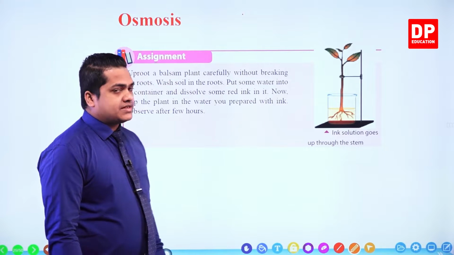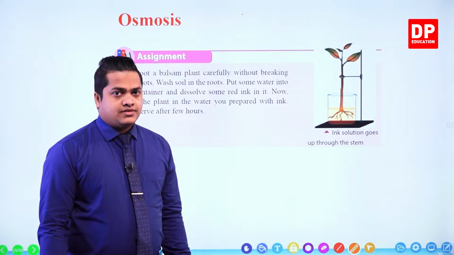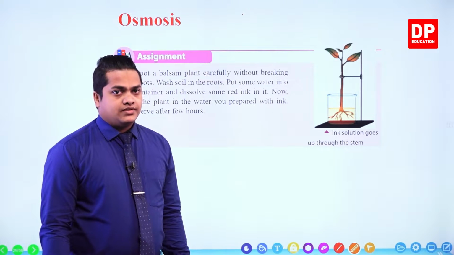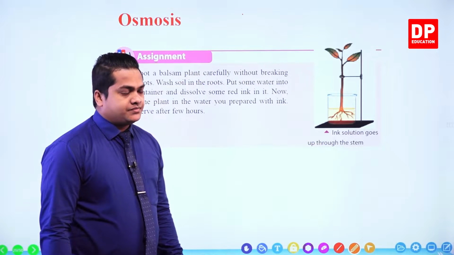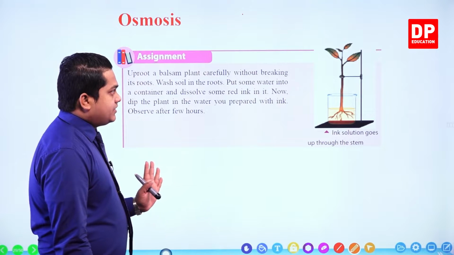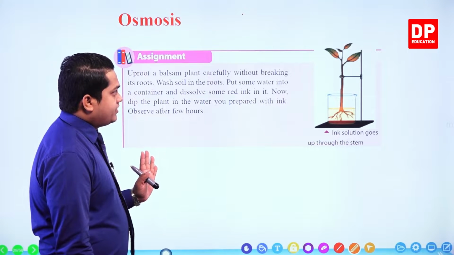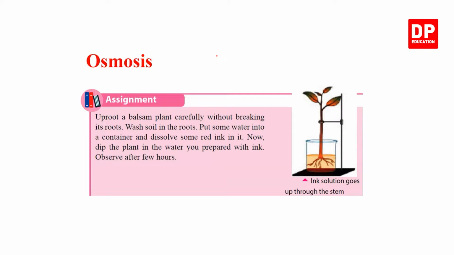Before we discuss the osmotic process, or what this osmosis is, you are given an assignment. This assignment is really simple. What you have to do here is uproot a balsam plant carefully without breaking its roots.